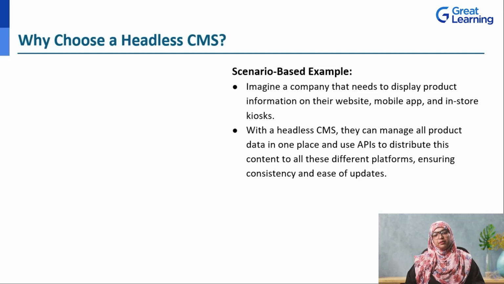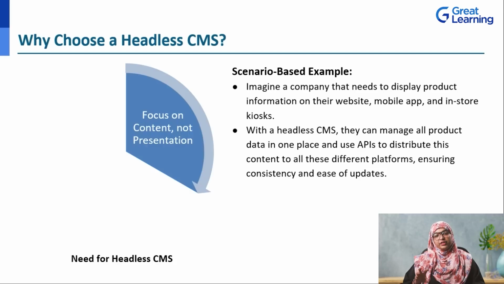Say for example, imagine you have a company that needs to display product information on their websites, mobile apps, and in-store. With the headless CMS, they can manage all product data in one place, right? And use the APIs. What are the APIs which we are using over here? That is the REST API and the GraphQL API. This will help you distribute this content across all platforms, like your mobile app, your website, or your in-store information, ensuring consistency and ease of updates, right?